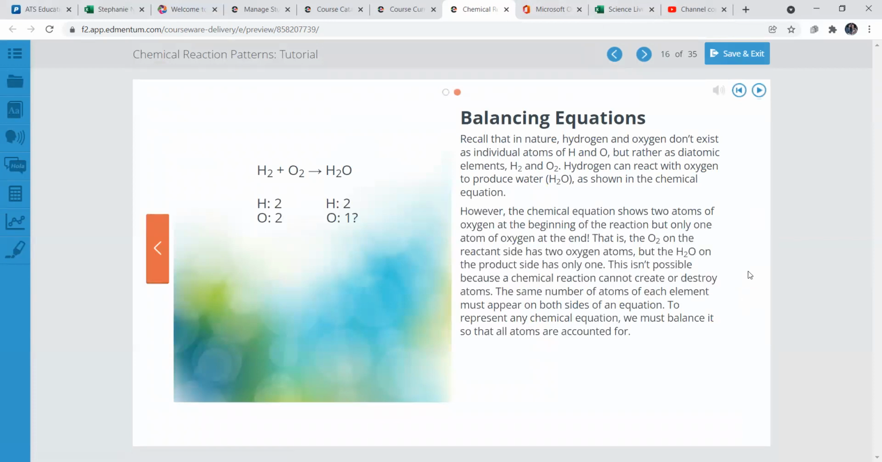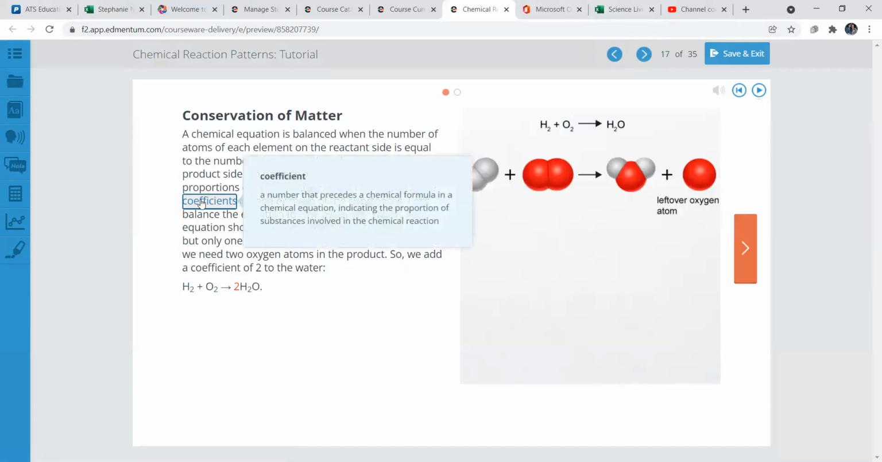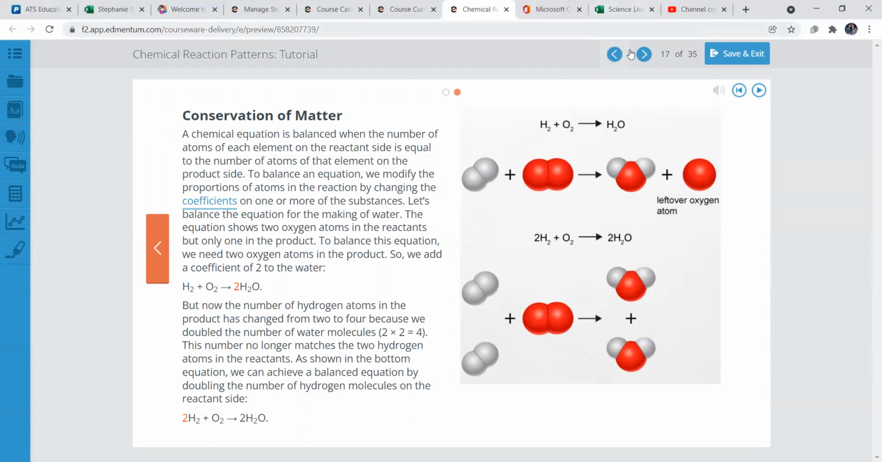Balancing equations: basically how are you going to balance this so it is equal on both sides. Coefficients, kind of like algebra. A coefficient is a number that precedes a chemical in the formula in a chemical equation, indicating the proportion of substances involved in the chemical reaction. Okay.